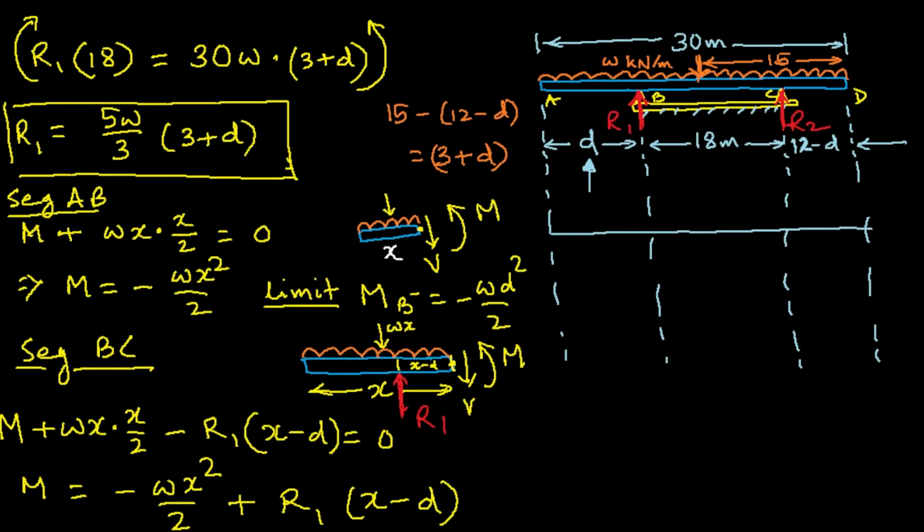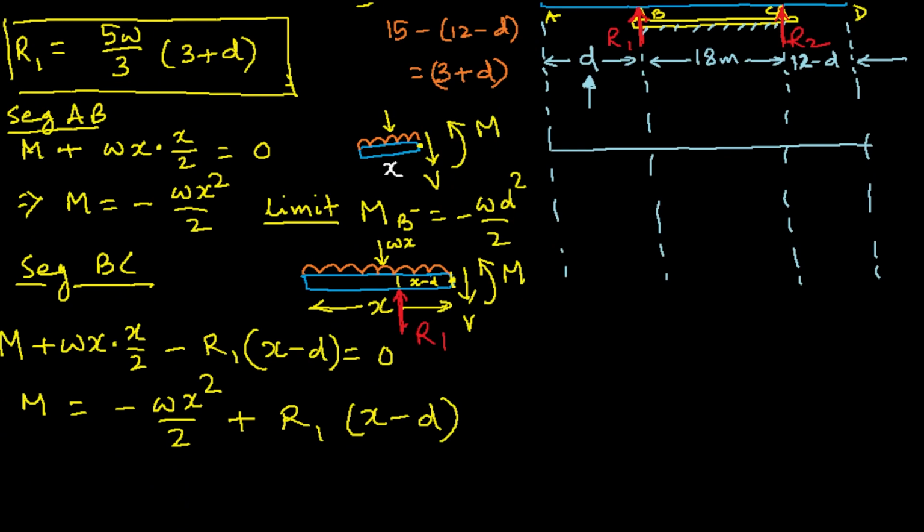Now if we try to draw these things, we can come and draw it here. At x equal to 0, this is 0, and at x equal to d, this is w d square by 2, and this is negative with a quadratic, so a downward looking parabola. It will be something like this, right?